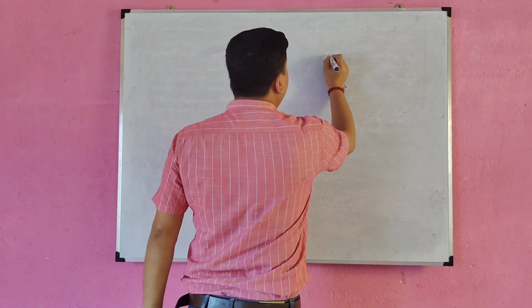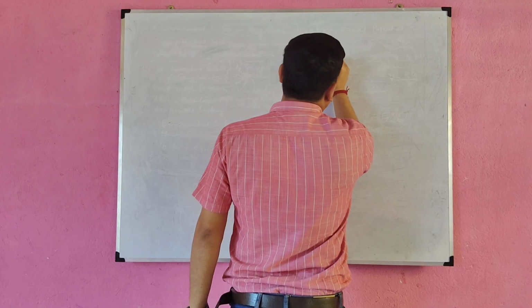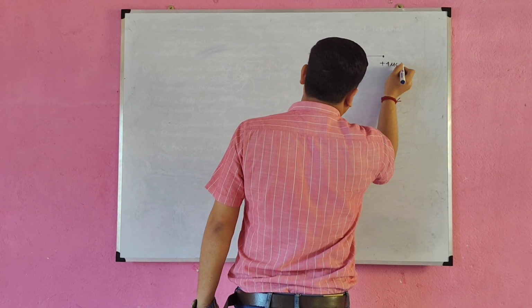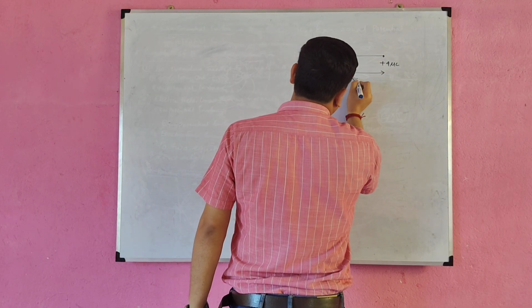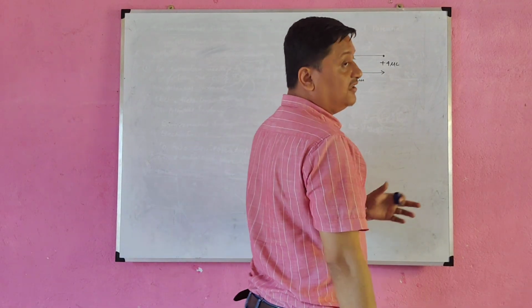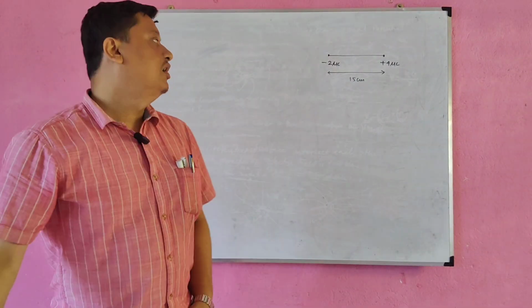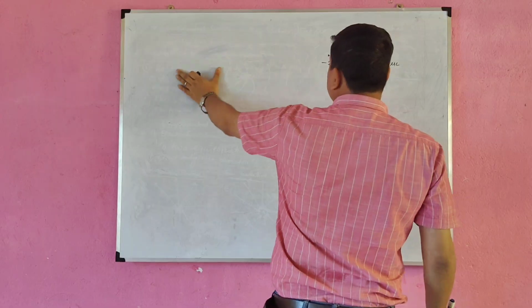So if I say here one charge is minus 2 microcoulomb and another charge is 4 microcoulomb and the distance of separation is suppose 15 centimeter. And the question is at which point between the line joining the potential is zero. Basic questions. So for this type of questions what you have to write?